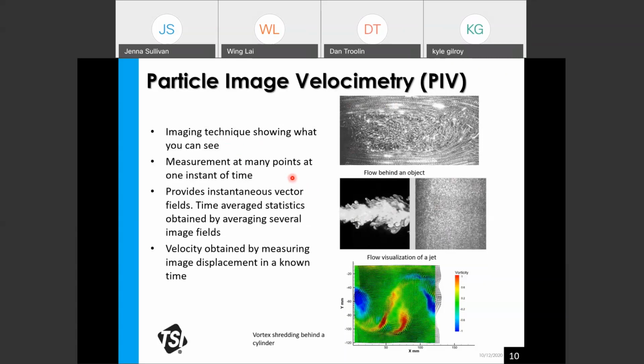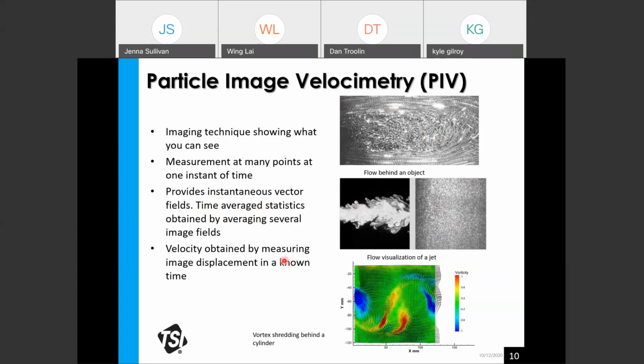So if we apply the PIV techniques and then take many images, you can actually get some kind of statistics. For example, the average velocity field or some kind of turbulence intensity measurements based on the number of captures that you do with the flow field.